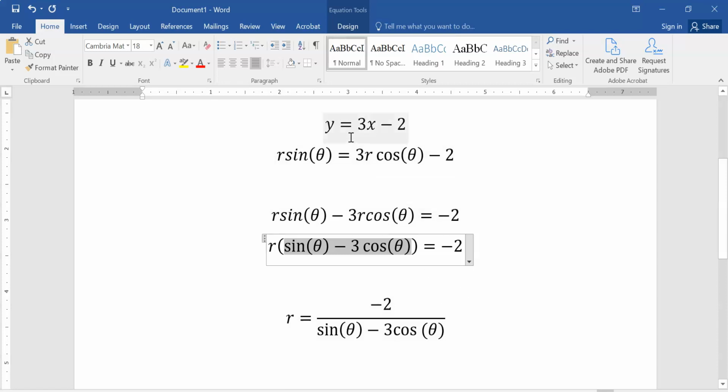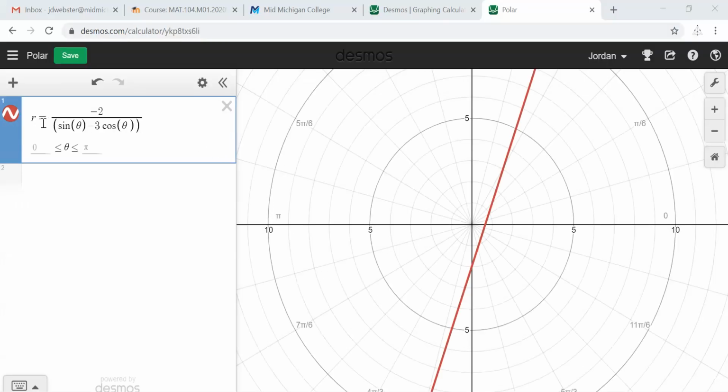And so that would be the way to graph this linear equation in terms of polar coordinates. You can punch this into a calculator like Desmos here, and you get negative 2 over sine theta minus 3 cosine theta. You can see that you get the straight line where the slope is 3 and it intersects the graph at what we would have called in rectangular version point (0, negative 2). Obviously, that's not the same thing in the polar version, but you can see that.